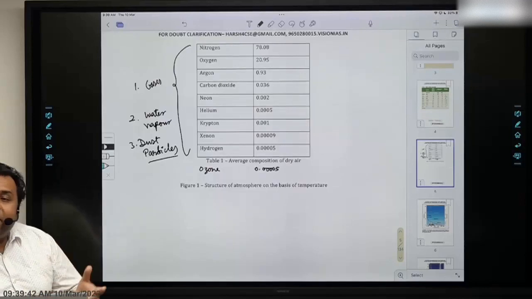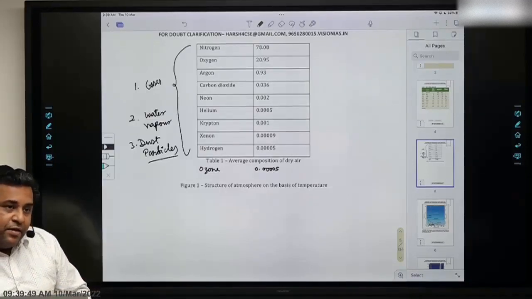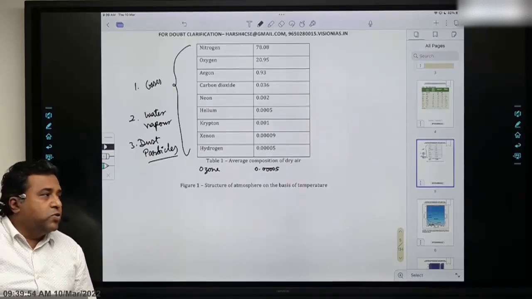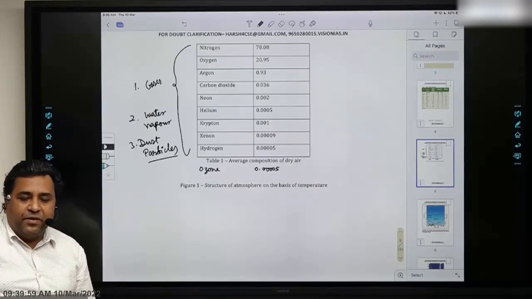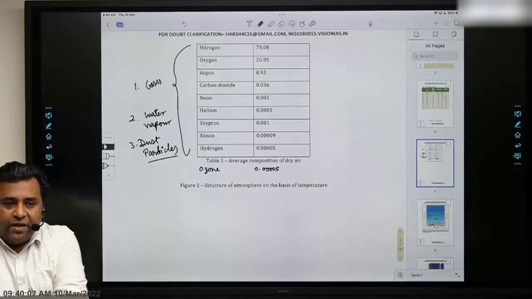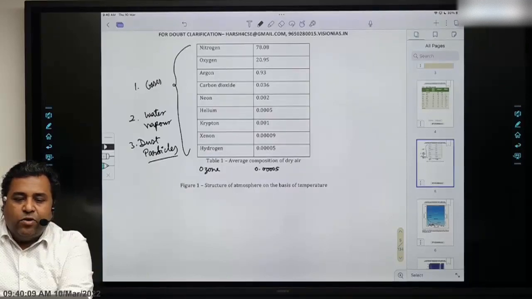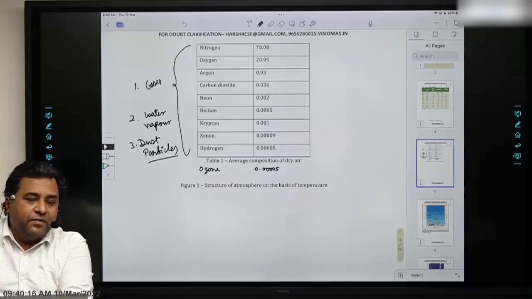So which one will play a role in condensation? Hygroscopic particles. ठीक है. So we have to write this. ये लिखना है हमें. That dust particles play a role in condensation. These are hygroscopic dust particles. Hygroscopic dust particles play a role in condensation. And second, they also play a role in scattering of light.